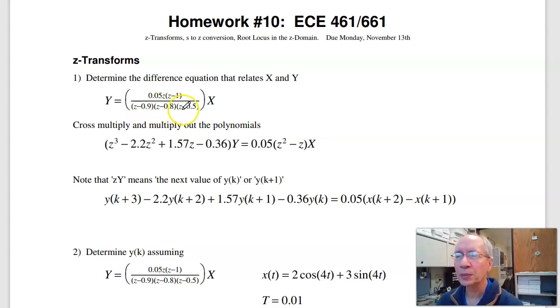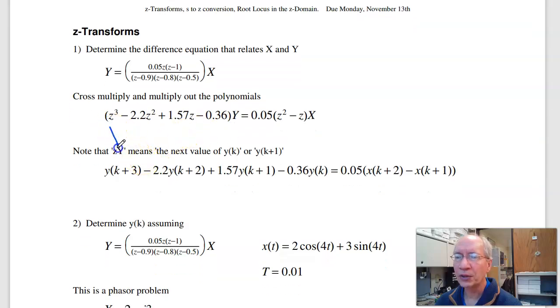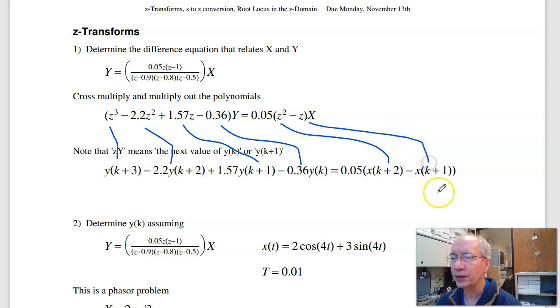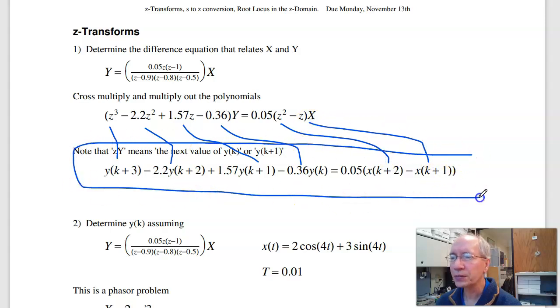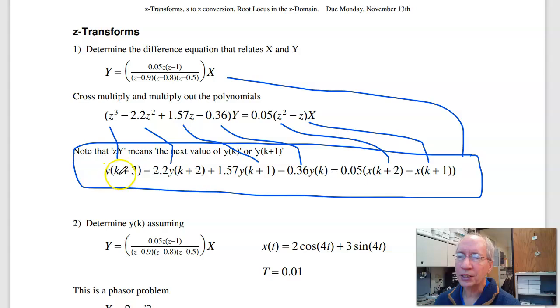So once again, multiply out the polynomial, cross-multiply, and in the z-plane, z means next value. So this is y, 3 samples in the future, y, 2 samples in the future, 1 sample in the future, the current value of y, x, 2 samples in the future, and current value. So here is the difference equation that corresponds to that transfer function. And some people don't like using future values, so I can just do a change in variable and shift everything by 3. That's also perfectly valid. Either one's a valid difference equation representing that transfer function.